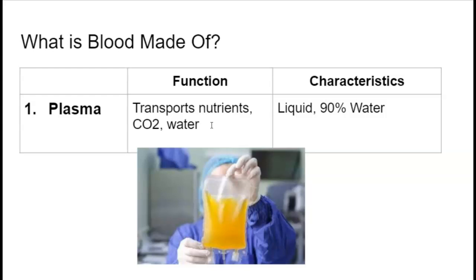You can donate plasma. You may have heard of that. Instead of donating blood, you can donate plasma. And they use it for a variety of different medical applications. But this is really going to transport things. It's going to be a lot easier for things to move through our bloodstream if they're in a liquid. And that's what plasma does.